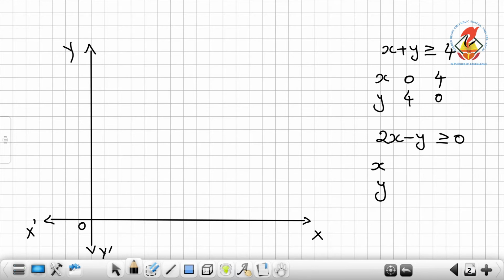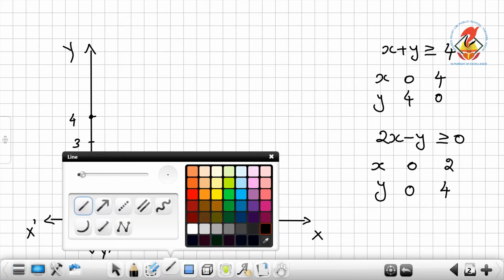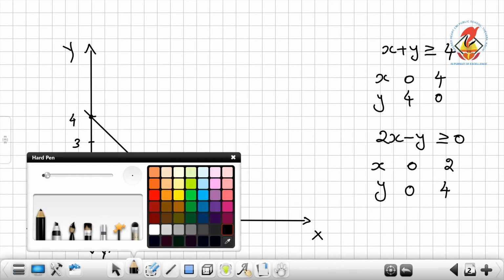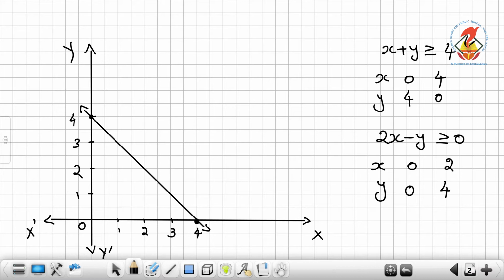So when x is 0, y is also 0; when x is 2, y is 4. So we can draw 0, 4. So 1, 2, 3, 4. The first line is 0, 4 and 4, 0. So I'll draw the line. This is a darkened line. Why is it a darkened line? Since there is an equal symbol.